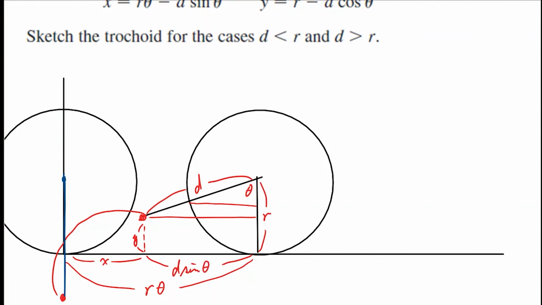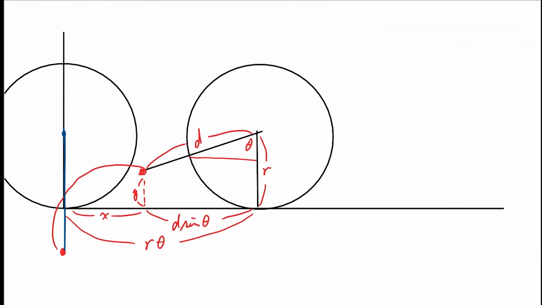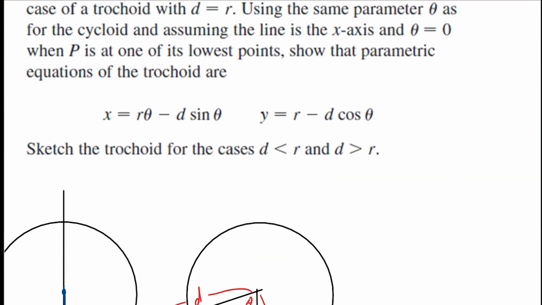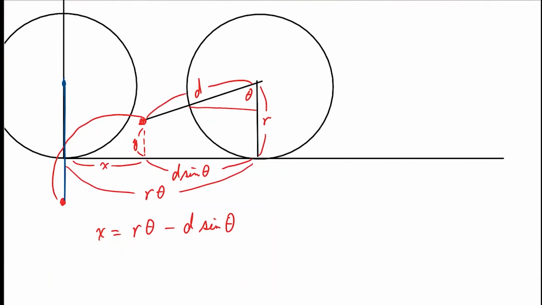Do you see it? Right triangle. And it's the opposite side, isn't it? And I'm going to erase it because that's confusing. So far with me? So now we have x. x has to be r theta minus d sine theta. You know what I'm saying? And that's exactly what we want now, isn't it? How about that, huh? Okay, let's figure out y.